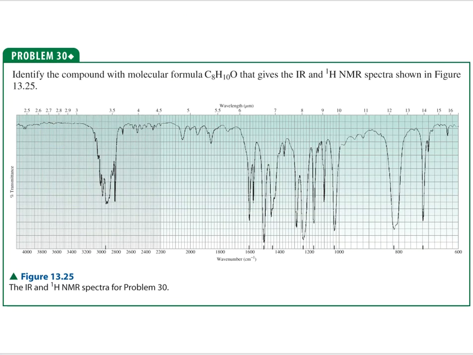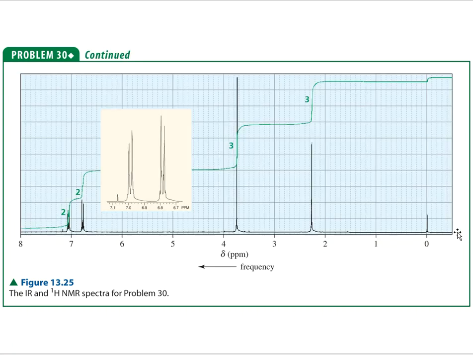All right, problem number 30, same thing here. I'm giving you an infrared. This infrared is giving you information about what we have functional group-wise. And then here's the NMR. And that NMR is going to tell you all about the signals and all about the splitting.